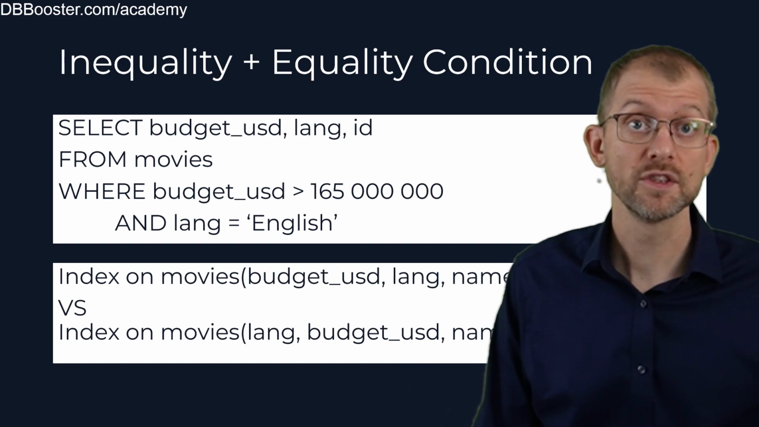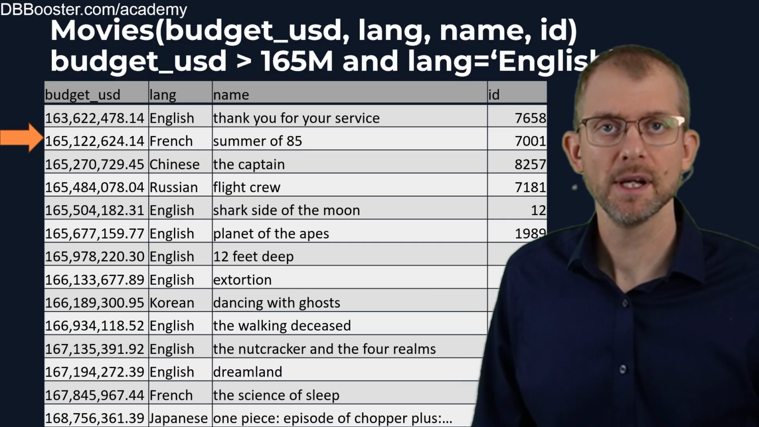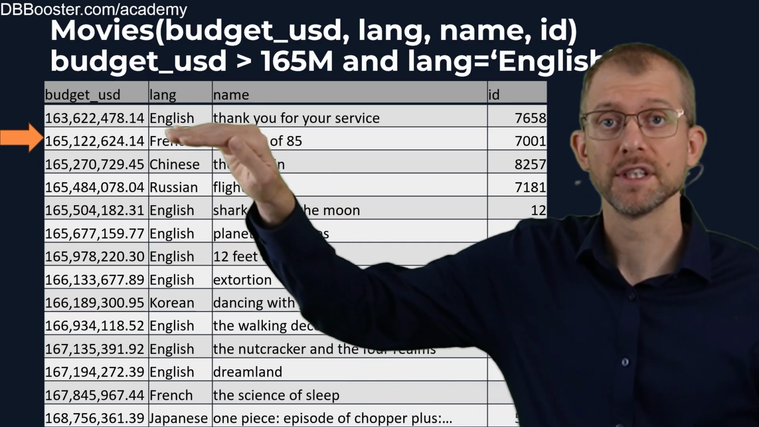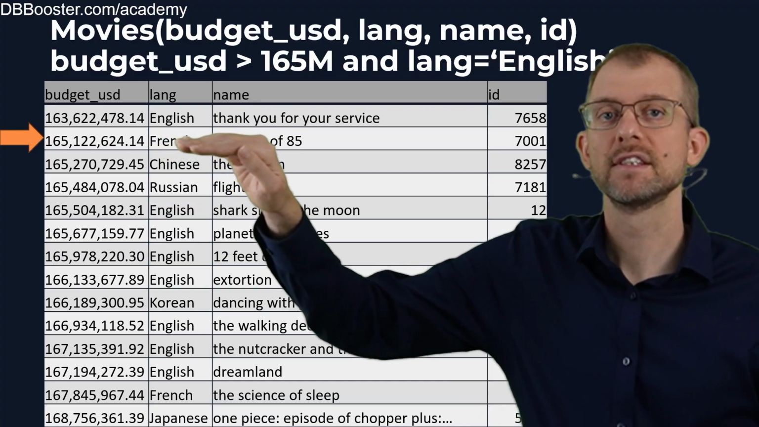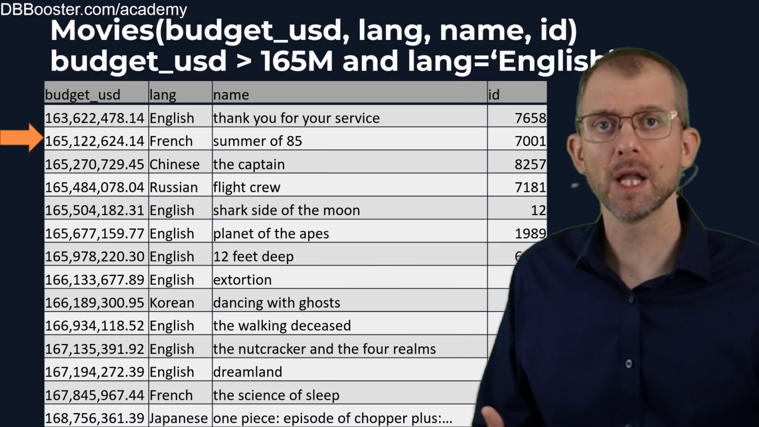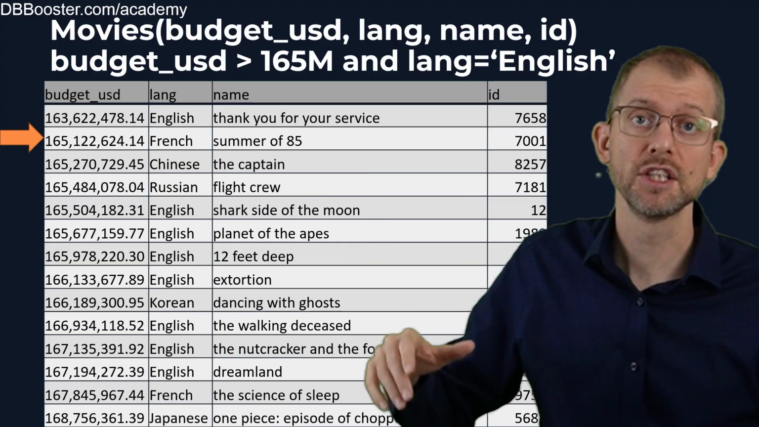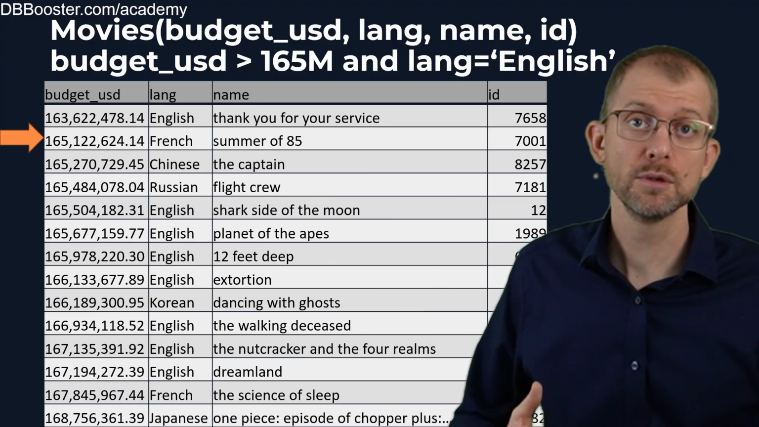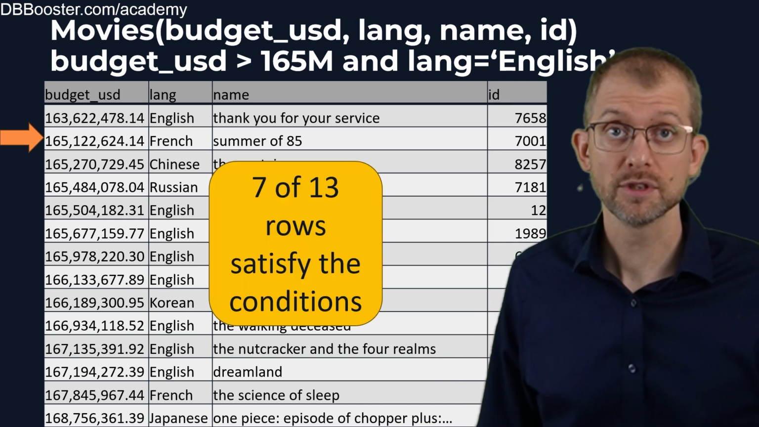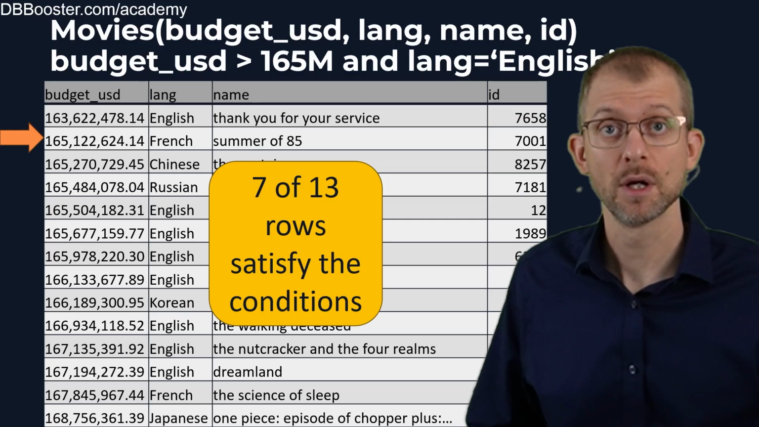Let's start with the first index, budget first, language second. The database can use the inequality on budget to jump to the right starting point in the index. But inside that range, the language column isn't ordered anymore. It contains multiple language values mixed together: French, Chinese, Russian, English, and others. So we use the language condition just as a filter. We scan 13 movie rows with the given budget, but only 7 of them are returned, the ones where the language is English.